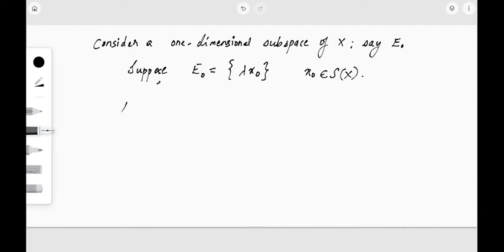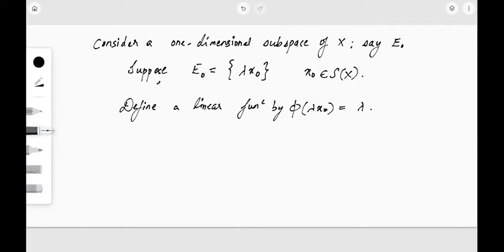So suppose that E₀ is a one-dimensional subspace. I am going to define a linear functional on this space E₀. Define a linear functional by phi of lambda x₀ is nothing but lambda. That is, any element of E₀ is a scalar multiple of x₀, and the functional, whenever acting on an element of E₀, gives the scalar multiple out.